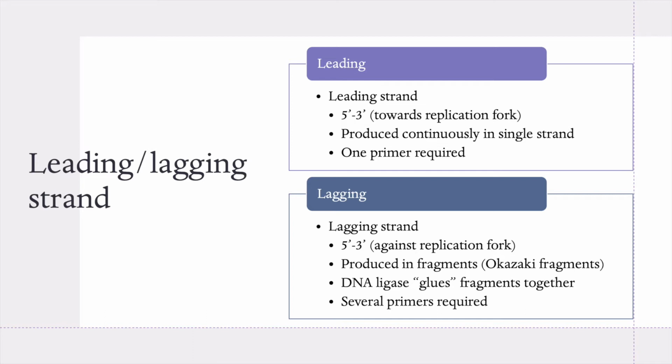The lagging strand is produced in fragments because the 5' to 3' direction for this strand moves away from the replication fork. The series of short fragments that make up this strand are called Okazaki fragments, each produced in the 5' to 3' direction. As more and more fragments are produced, the bubble continuously opens up. DNA ligase, an enzyme, glues fragments together by catalyzing the formation of covalent bonds between fragments. The lagging strand requires several primers.